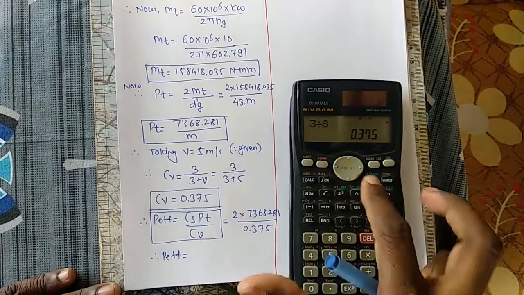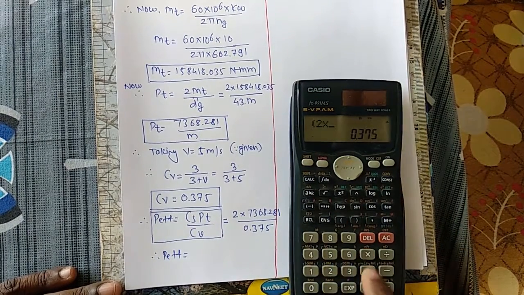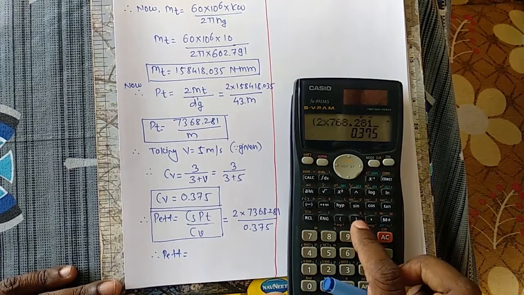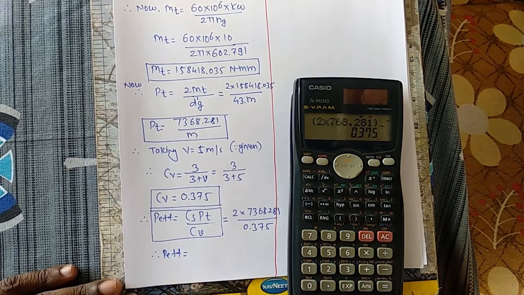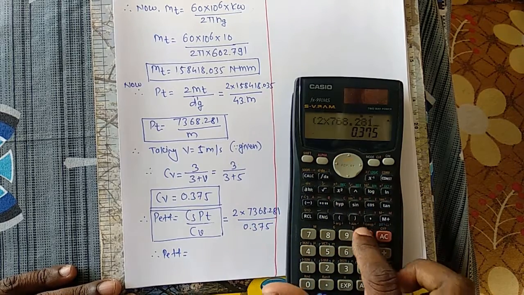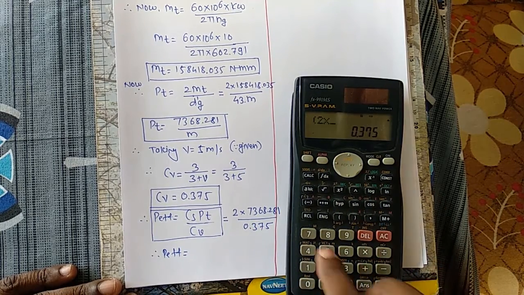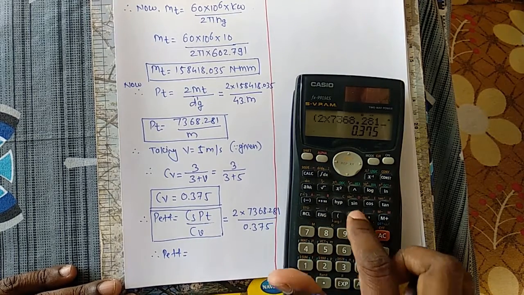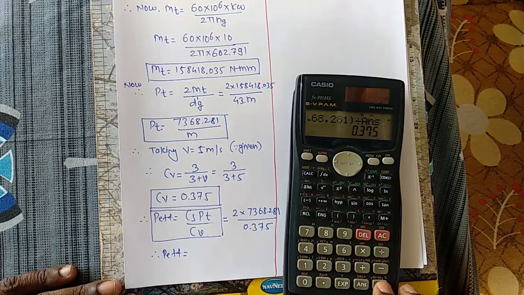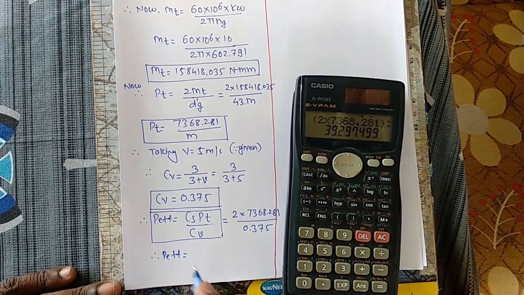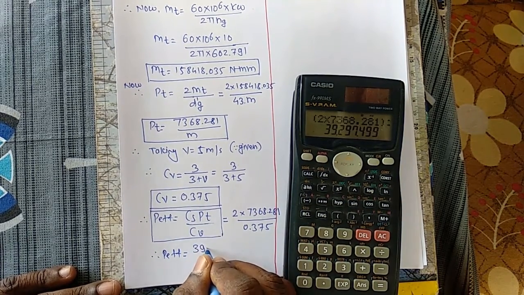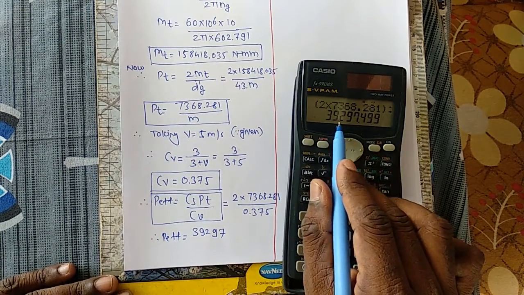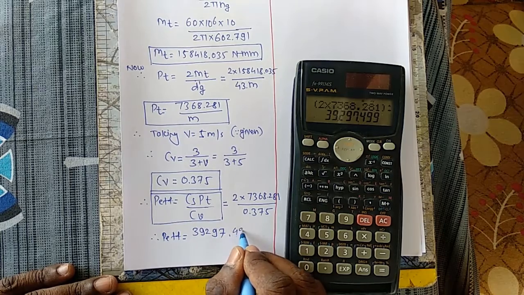Already we have the denominator, I will type the numerator, 2 into 7368.281 divided by the answer, that is 0.375. So I am going to get the P effective as 39297.499.